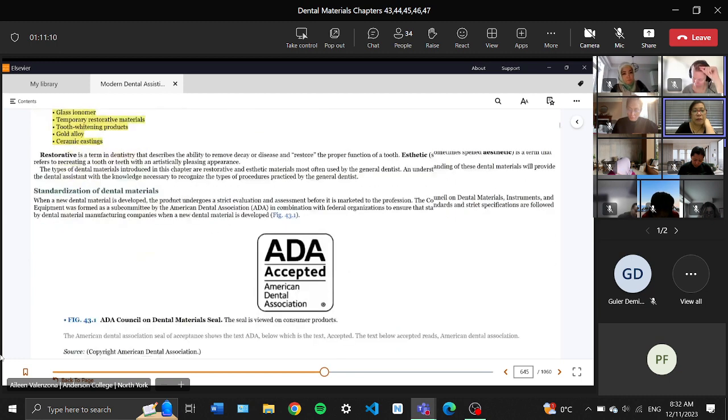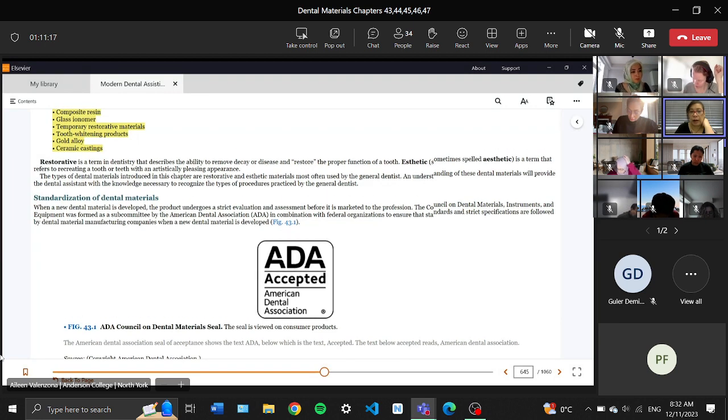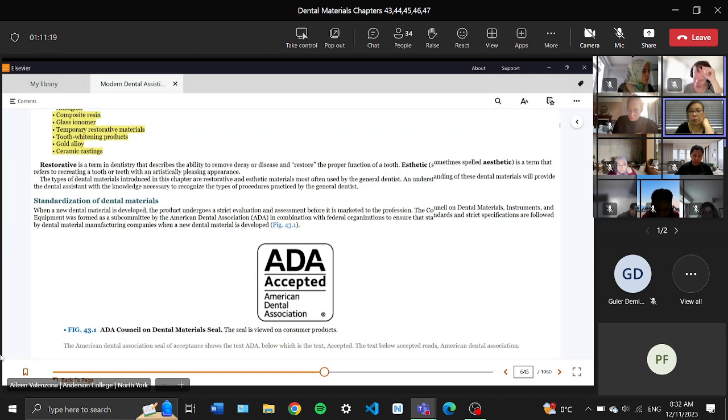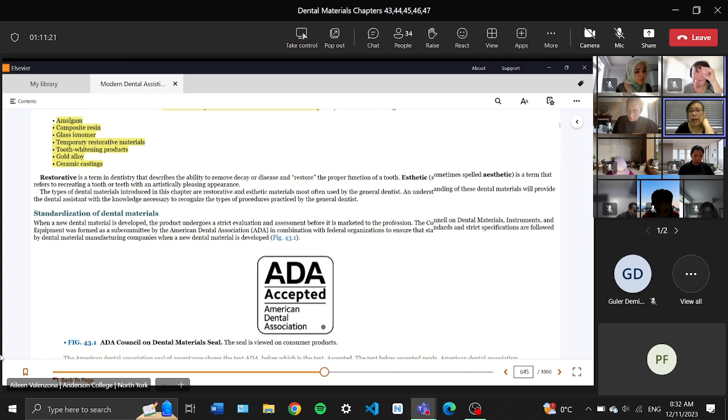Now, restorative is a term in dentistry that describes the ability to remove decay or disease and restore the proper function of a tooth. Aesthetic, sometimes spelled esthetic, is a term that refers to recreating a tooth or teeth with an artistically pleasing appearance. The types of dental material introduced in this chapter are restorative and aesthetic.